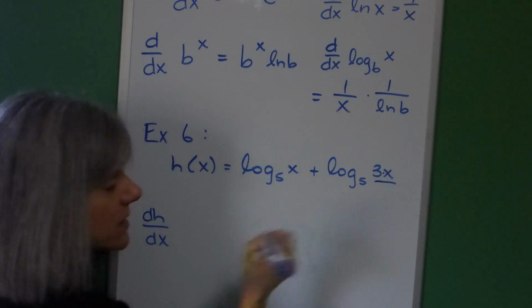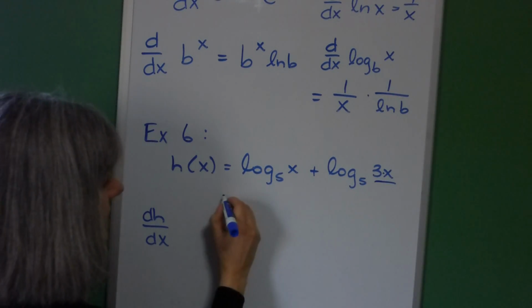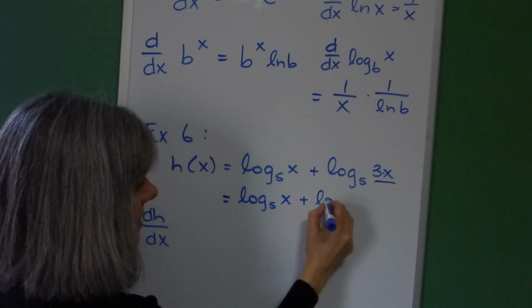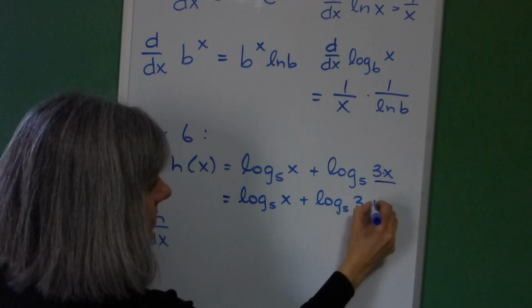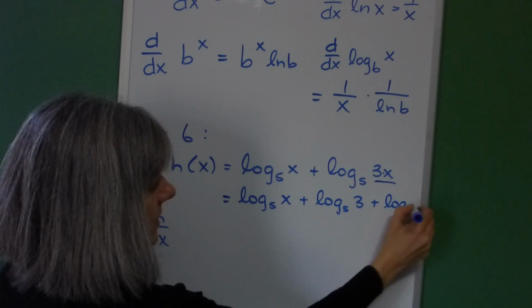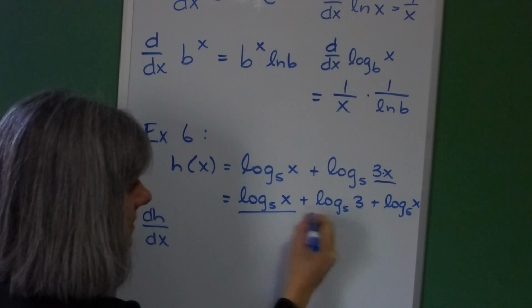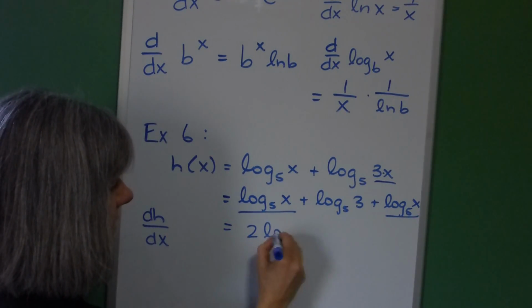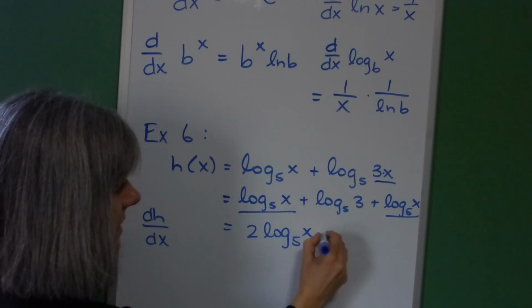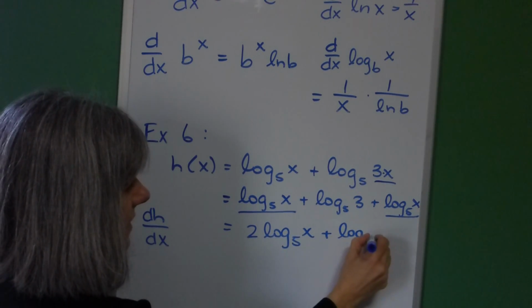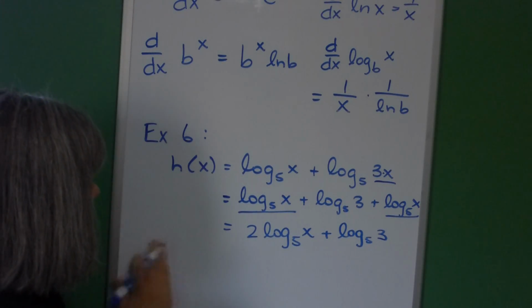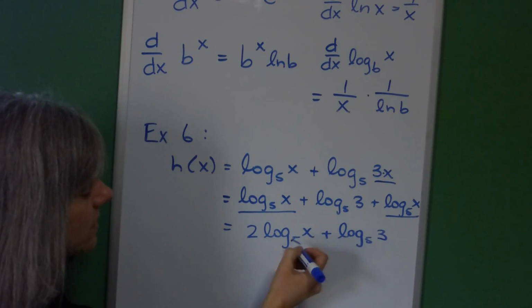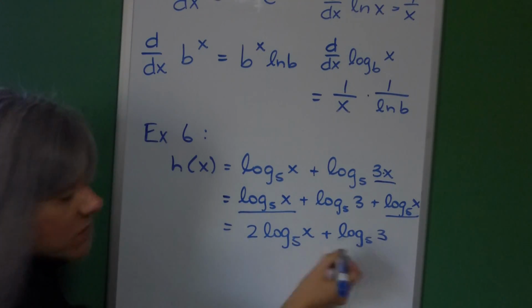So this is multiplication on the inside, so that becomes addition on the outside. So rewriting, we get log base 5 of x plus log base 5 of 3 plus log base 5 of x again. And again, this one and this one are identical, so we can combine them: 2 log base 5 of x plus log base 5 of 3. Okay, so now we're ready. This is just a plain log base 5 of x, and this is a number, like we talked about before.